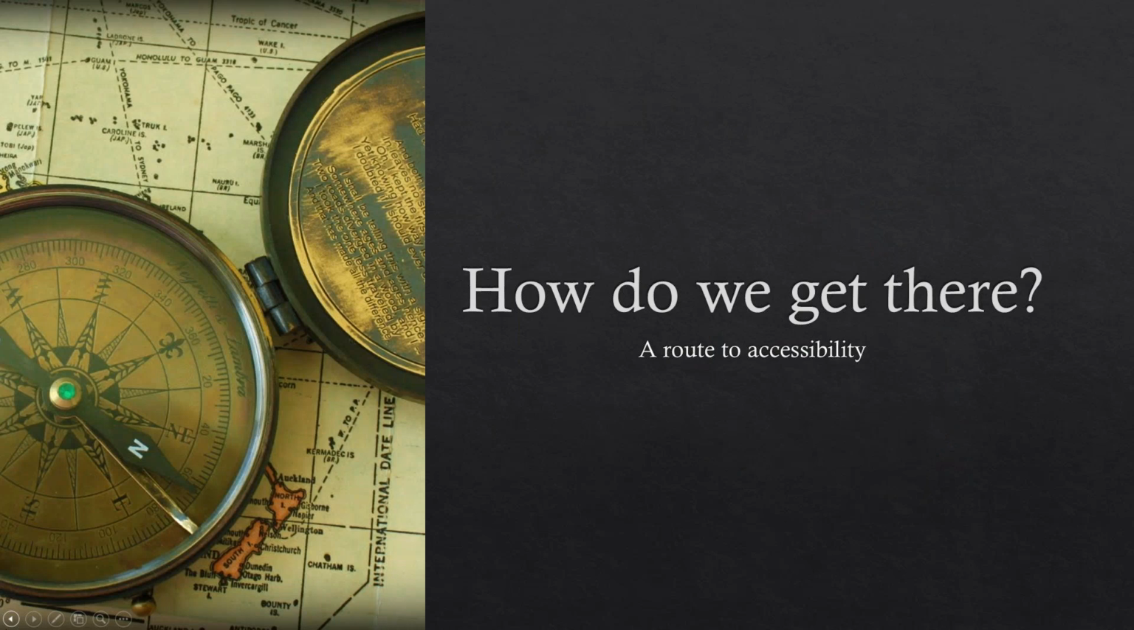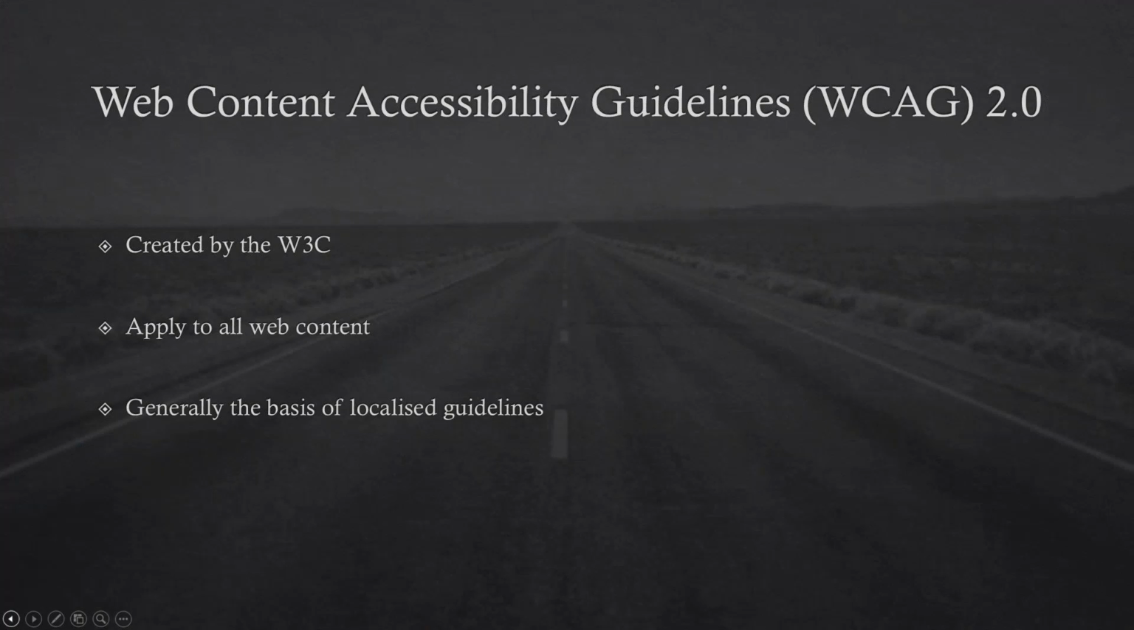Okay, so those are some of the reasons to become more accessible. So how do we get there? What is our route to becoming more accessible? For websites and digital accessibility, the Web Content Accessibility Guidelines should probably be our first port of call. They are created by the W3C, the World Wide Web Consortium, and they apply not only to web pages, HTML pages, but also to other content hosted on your website, videos, PDFs, Word documents, and so on.